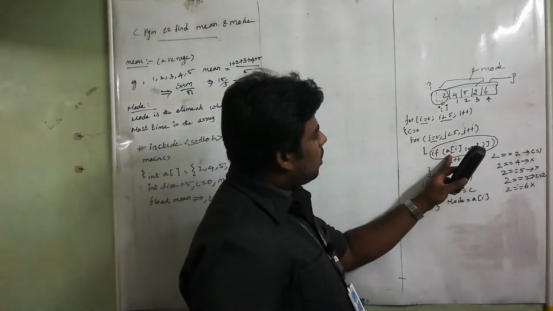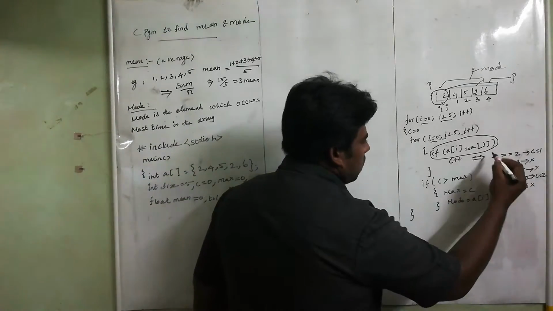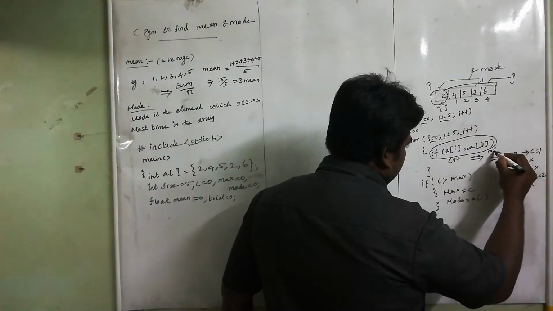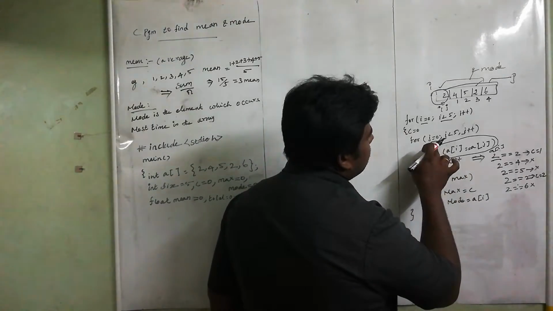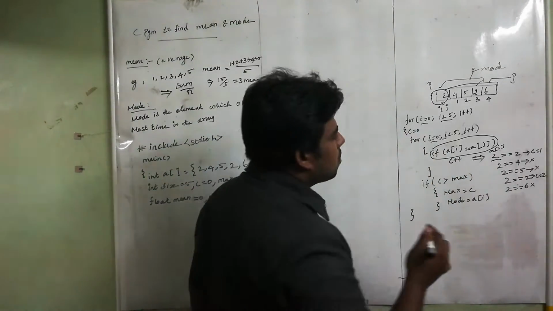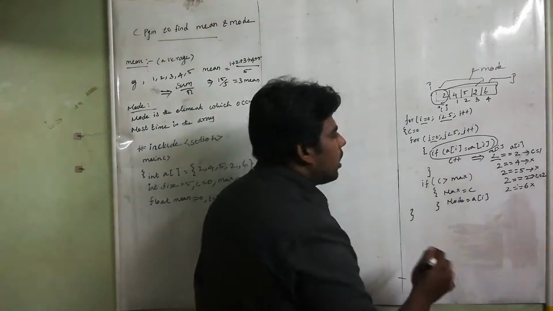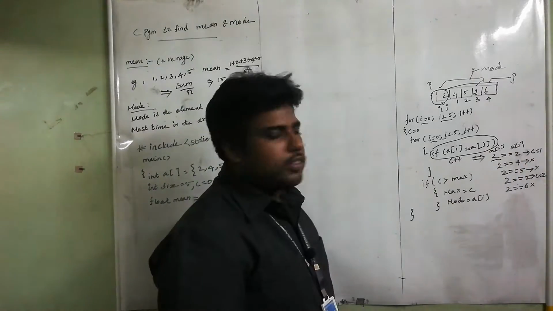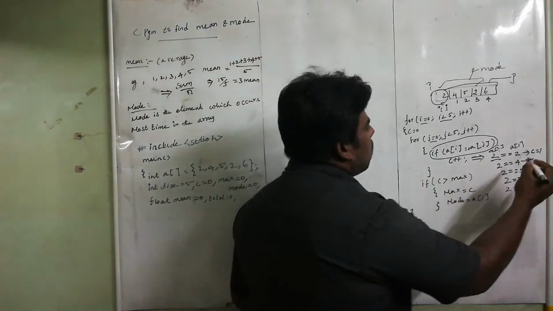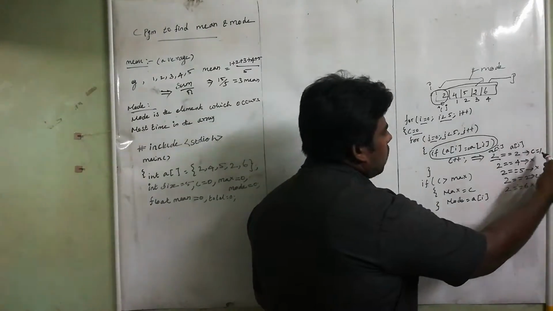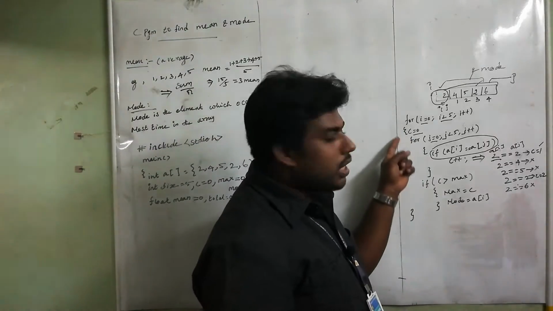What is A of i? What is the i value? 0. In the 0th position, which one is there? 2. This is A of i. And see here, what's the value of j? j is also 0. So this is A of j. If A of i equal to A of j, you have to increment the counter. So initially the counter was 0. Now it is changed to 1. It's a nested for loop.